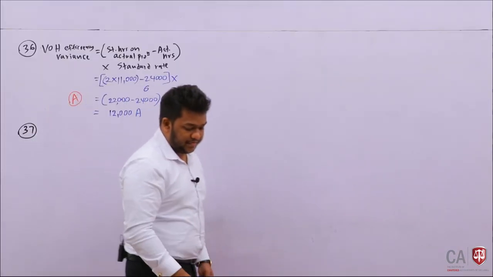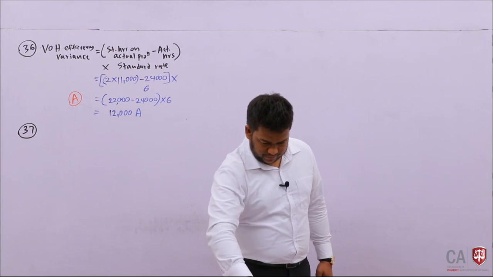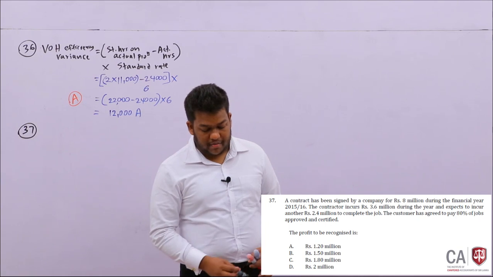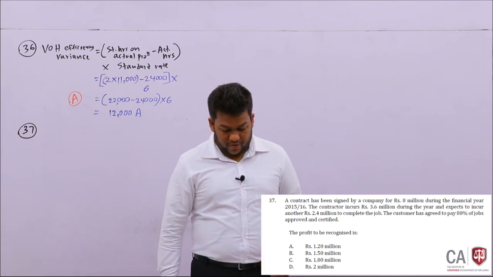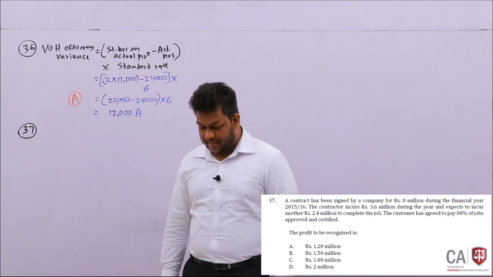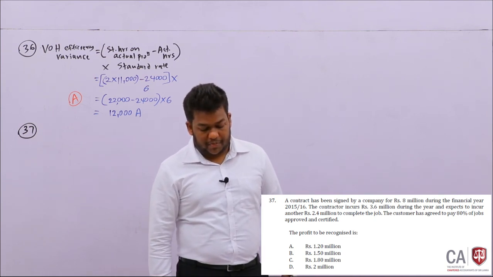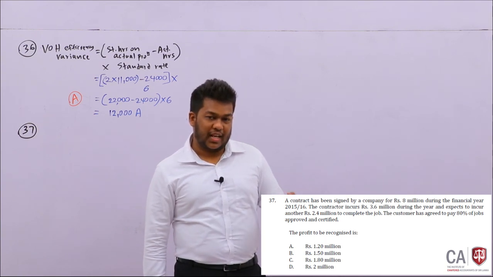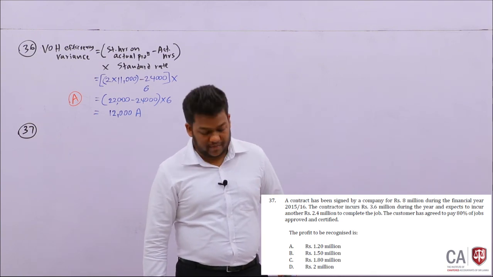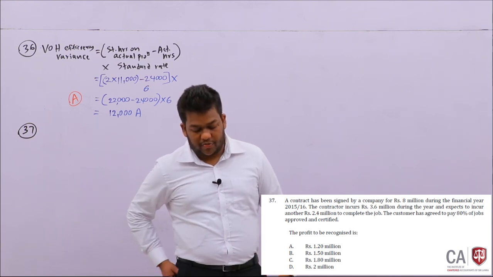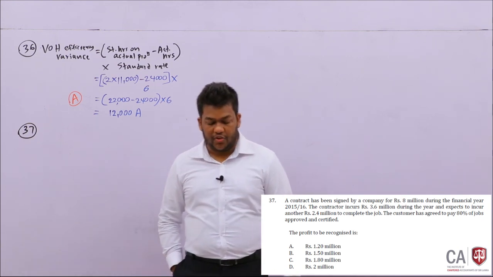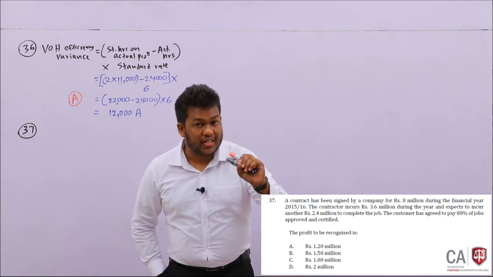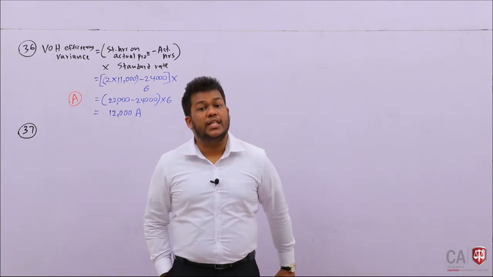Question 37. A contract has been signed by a company for 8 million during the financial year 2015-16. The contractor incurs rupees 3.6 million during the year and expects to incur another rupees 2.4 million. There was a question like this before, no? Contract costing. The customer has agreed to pay 80% of jobs approved and certified, profit to be recognized. Profit will be recognized in contract costing based on the percentage of completion method.